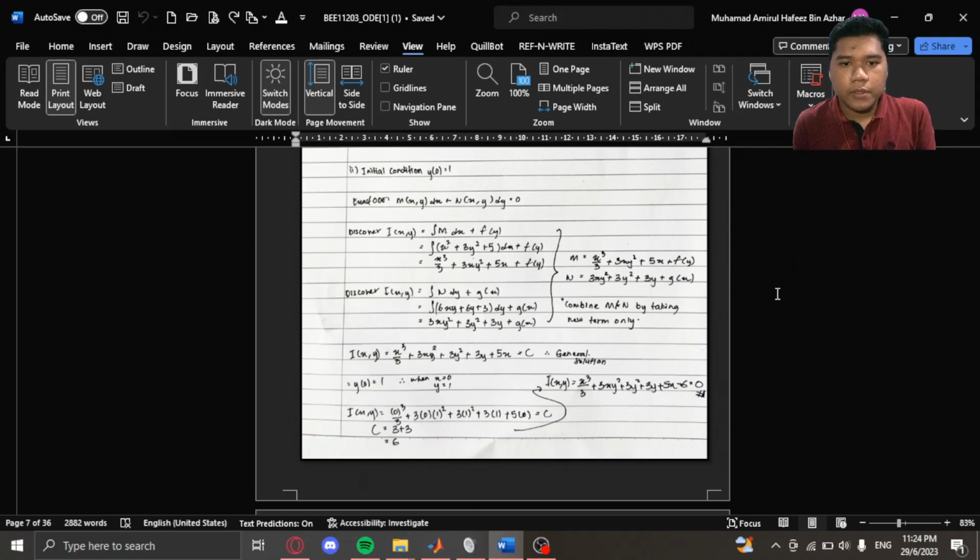C. In order to obtain C, we need to insert the initial condition, which is y equals 1 and x equals 0. After inserting the values, we could see that C is equal to 6. Therefore, the particular solution will be psi(x,y) equals x^3 over 3 plus 3xy^2 plus 3y^2 plus 3y plus 5x minus 6 equals 0.